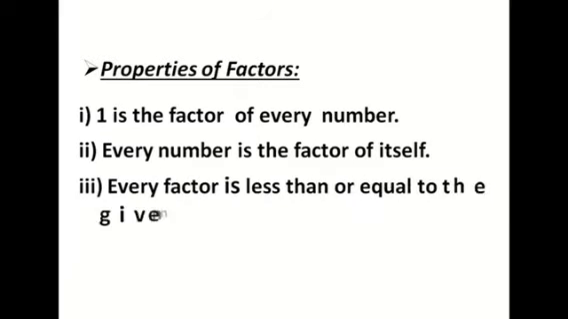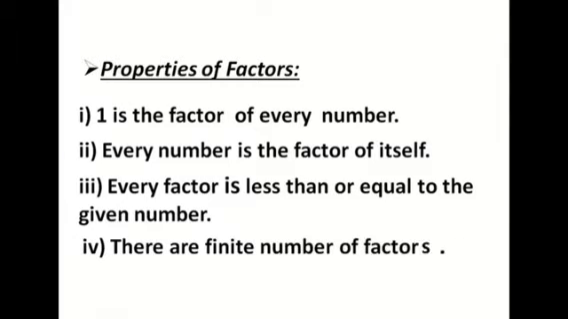Third point, every factor is less than or equal to the given number. If you think of 15, the factors are 1, 3, 5 and 15. If you look at all the factors, you are starting from 1, you are ending at 15. So all the values of the factors are either less than or equal to the number.